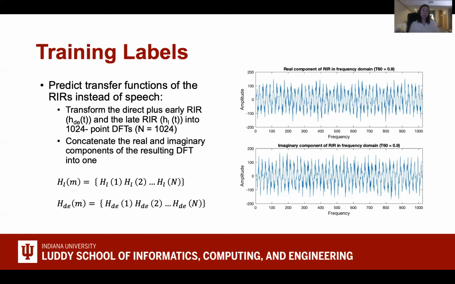Okay, here come the training labels. We want to predict the transfer function of the room impulse response instead of the speech. We transform the direct plus early room impulse response and the late room impulse response into 1024-point DFTs as we did for the input features, and concatenate the real and imaginary components of the resulting DFT into one matrix. So that's 2 matrices, one for late reflection and one for direct plus early.